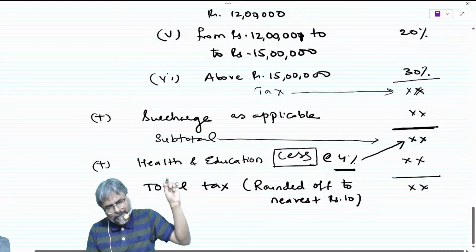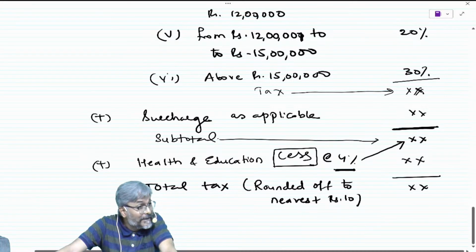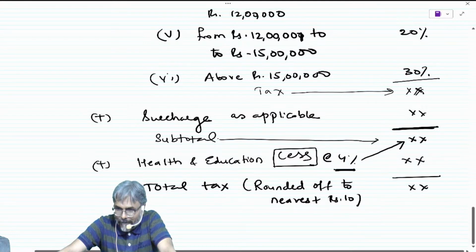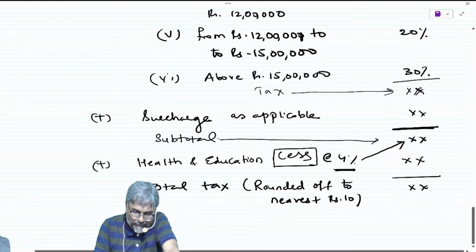You can write the definition somewhere above or on the last page, as the case may be. Remember your last page, second class. Collection of cess is for a specific purpose.